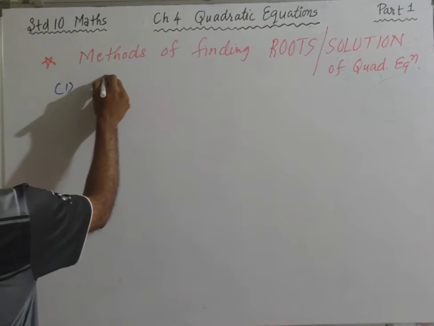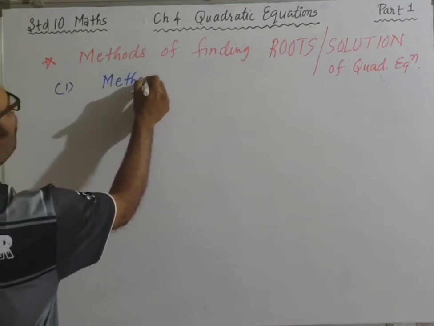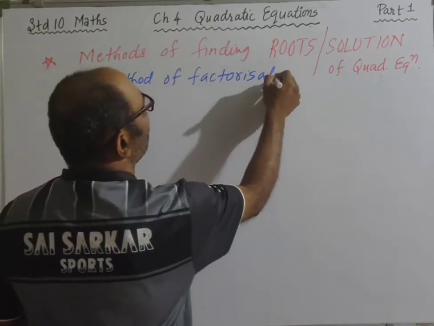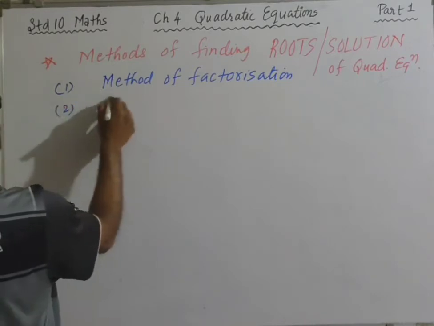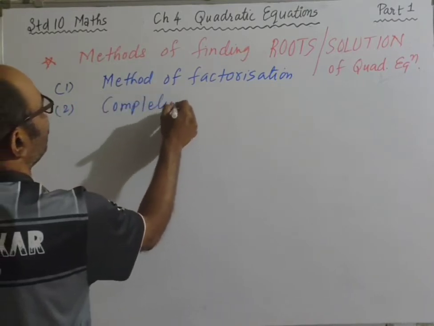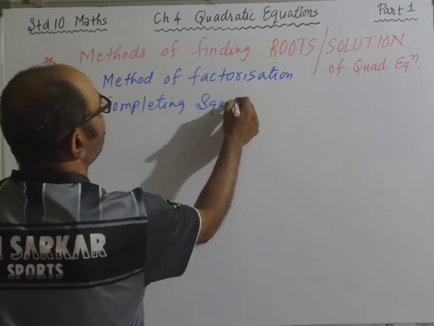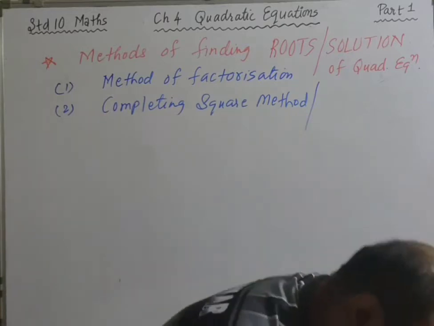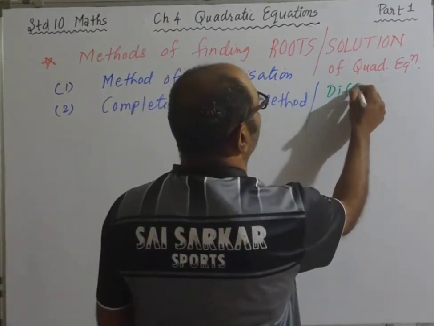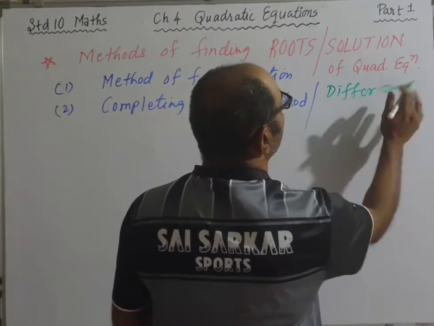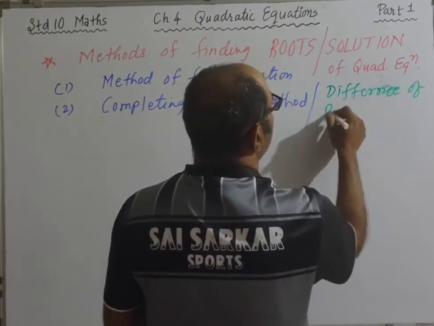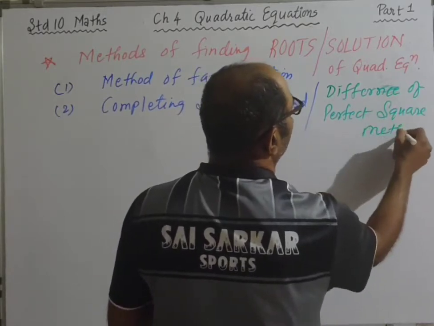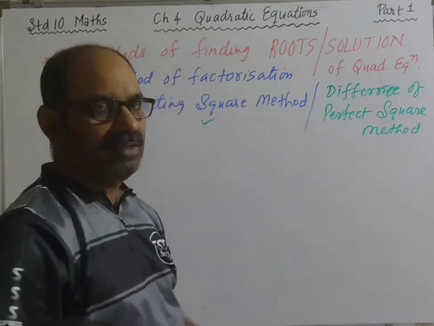First method, method of factorization. Second method, completing the square method. Children, it is also called the difference of perfect square method. In your book this is mentioned, this is not mentioned.